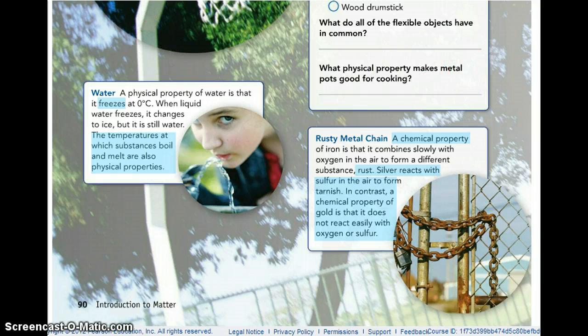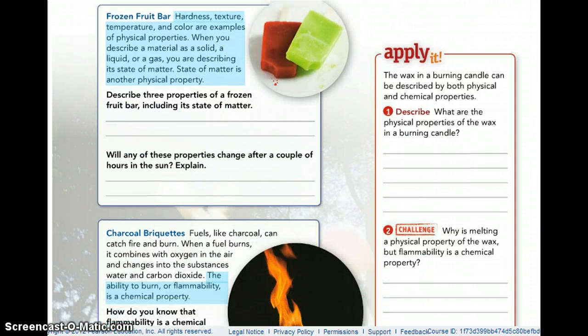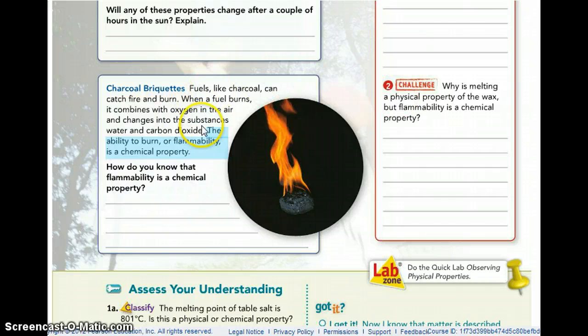Again, if we go to page 91, if it's able to burn, that's a big thing. That's a chemical property. It's basically a way of changing one thing into another. And we're going to talk a lot about this in section 4, but how do we know that these chemical properties are there, or how can we see these chemical changes?